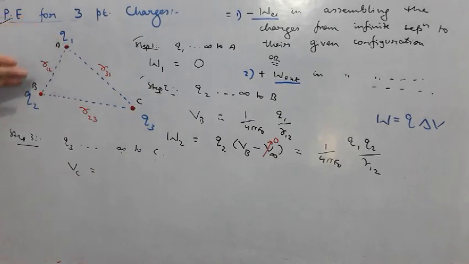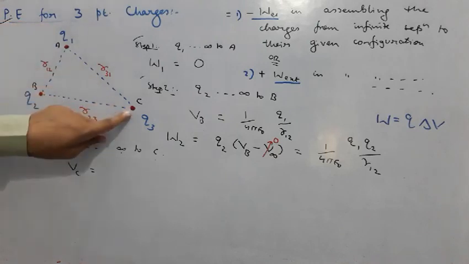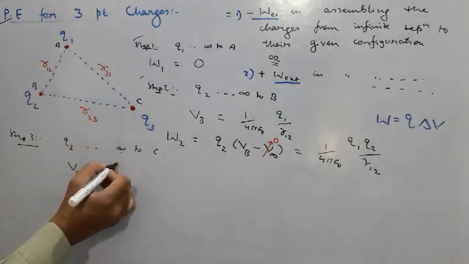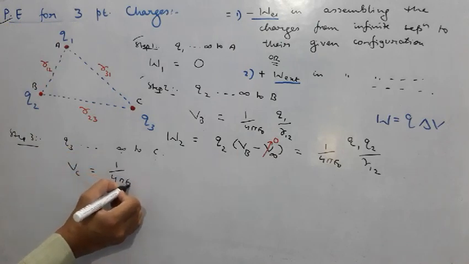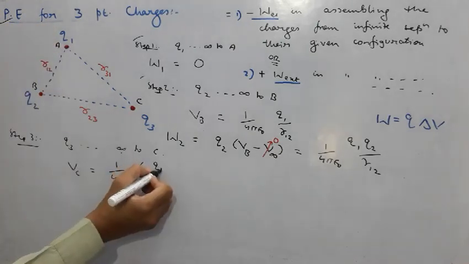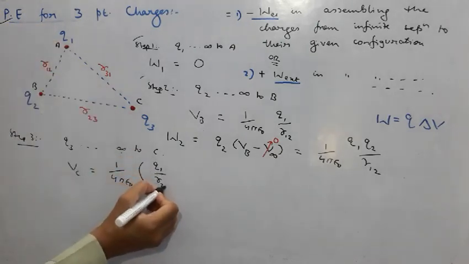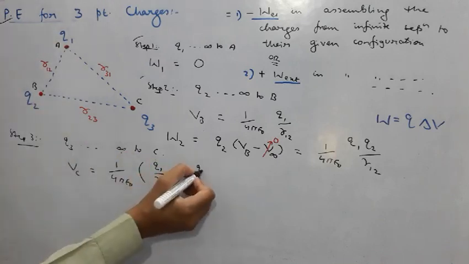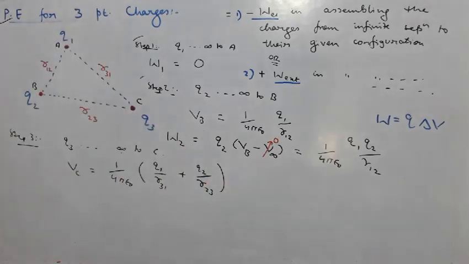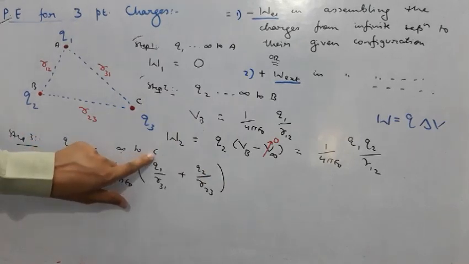Since already Q1 and Q2 have been brought, both the charges are present, therefore both of them will create an electric field and hence some potential at this point. So remember, potential at C is due to both of them. So you can use the principle of superposition. Total potential is 1 by 4 pi epsilon naught, which I can take common. Due to first charge it will be Q1 upon this distance R31, and due to the second charge it will be Q2 divided by this distance, that we write as R23. And now we are ready to find the work done in bringing charge Q3 from infinity to this point, that is C.